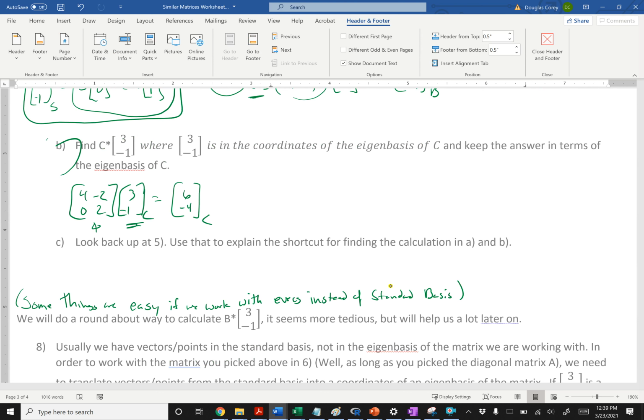It says look back at 5, use that to explain the shortcut for finding the calculation in A and B. Well, the idea is kind of what I just mentioned. We know the transformation for each of these can be thought of as doubling the first eigenvector and quadrupling the second eigenvector. So since I knew that, and these were written in terms of eigenvectors, I knew what transformation I needed to do. I'd just double the first, multiply by 4 the second.